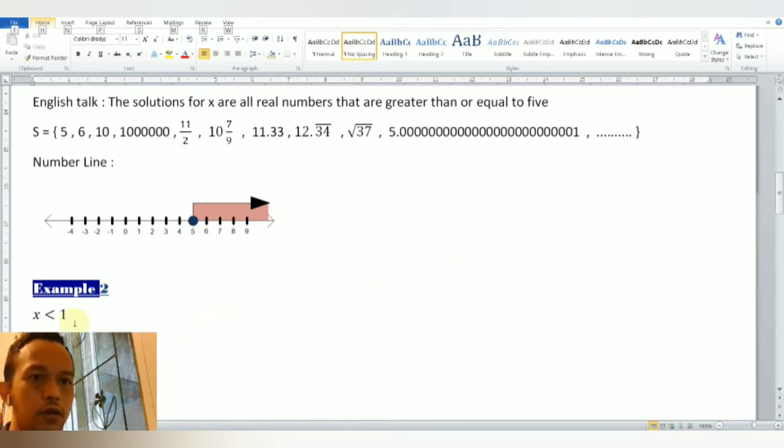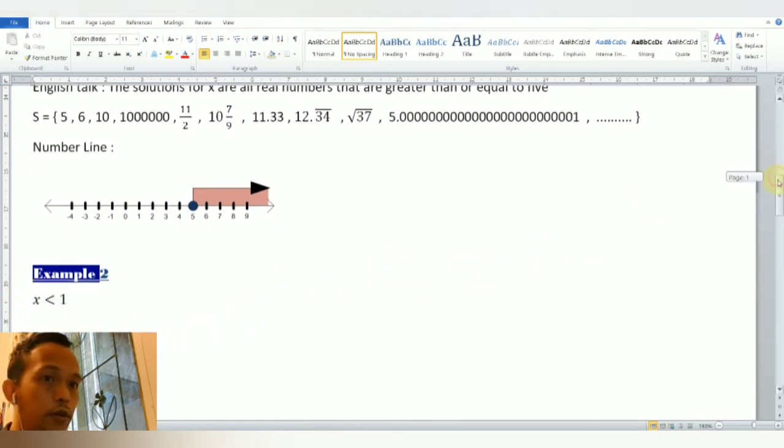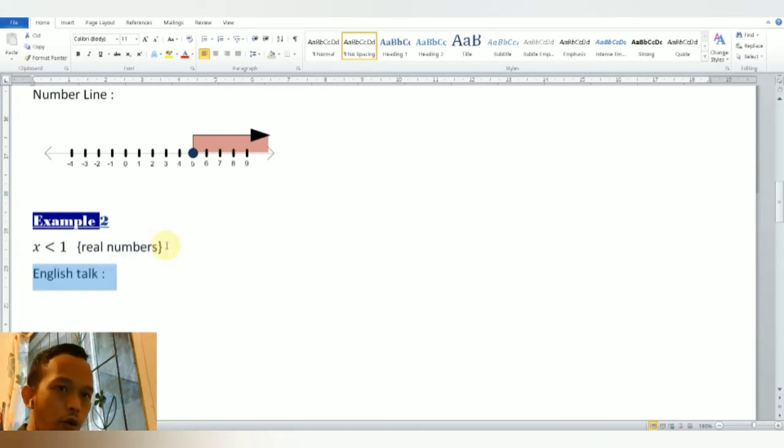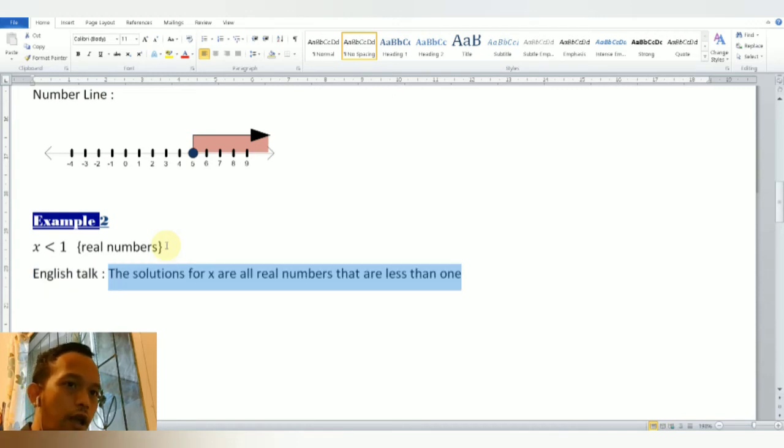How about this one? Okay, the second example, I will go here. If the domain is not stated, again, I will assume it is real numbers. Okay, this is our agreement. And in English, it shows that the solutions for x are all real numbers that are less than 1. So all real numbers that are less than 1 is the solution for this inequality.